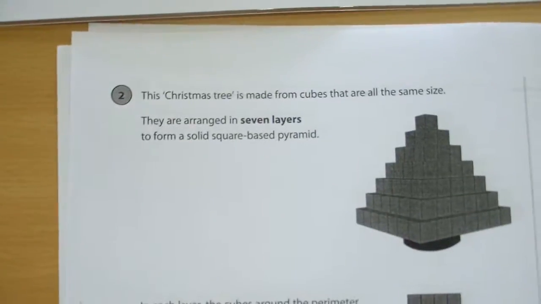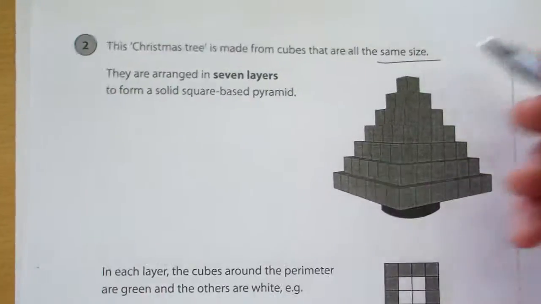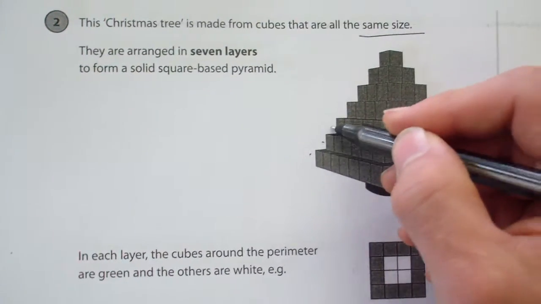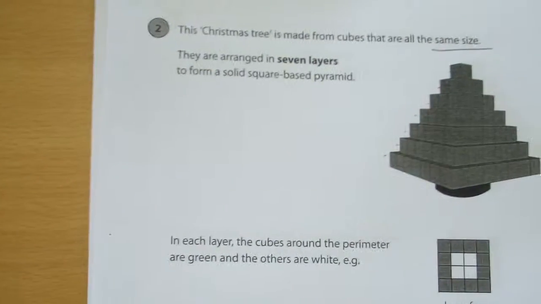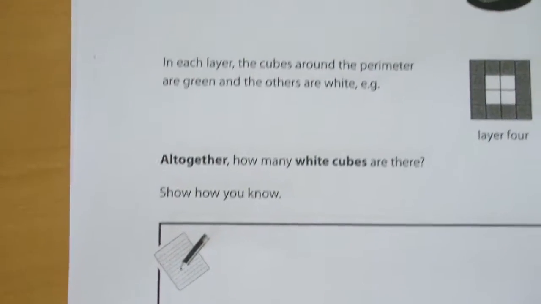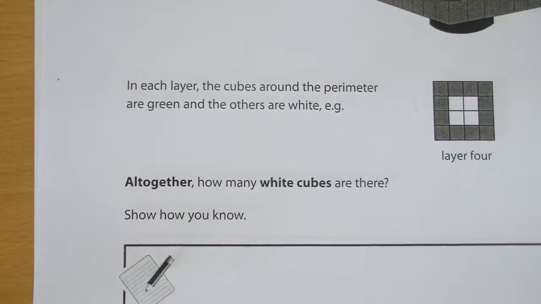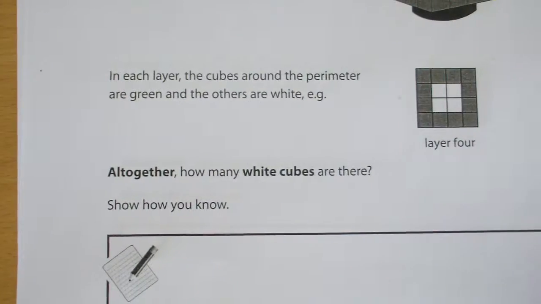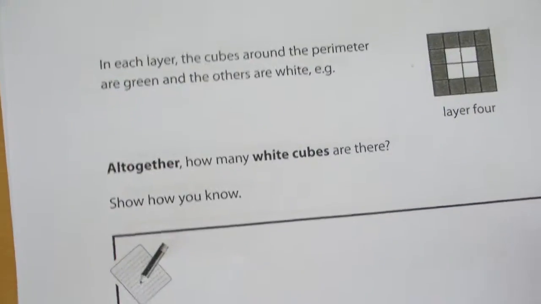If we read the question clearly, we've got a Christmas tree made up of cubes that are the same size. They're arranged in 7 layers. We can see we've got 1, 2, 3, 4, 5, 6, 7 layers in the form of a solid square base pyramid. The question then goes on to say, in each layer the cubes around the perimeter are green, unfortunately this is black and white, and the others are white. The ones inside the middle are white. Altogether, how many white cubes are there?